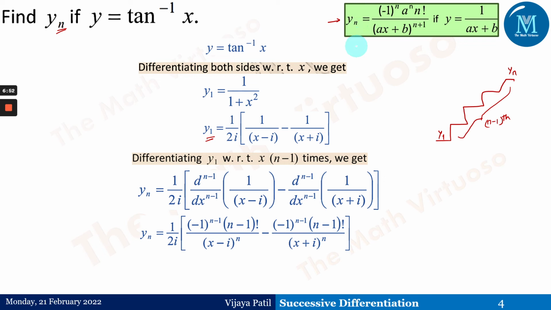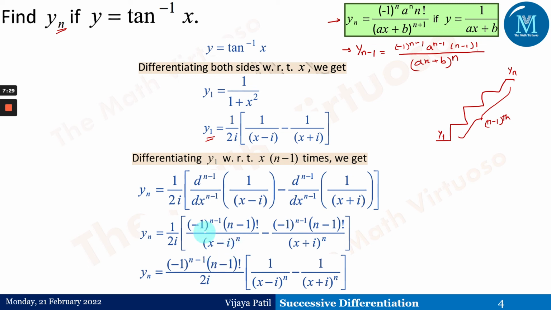So what does the formula become here? y(n minus 1) is equal to minus 1 to the power n minus 1, a to the power n minus 1, n minus 1 factorial upon (ax plus b) to the power, where n gets replaced by n minus 1. So plus 1 minus 1 will go off and you remain with n. This is what we have written here in this formula. So we have to make a little bit of modification in the given formula for the nth derivative, depending upon the demand of the question. So we have got yn here.